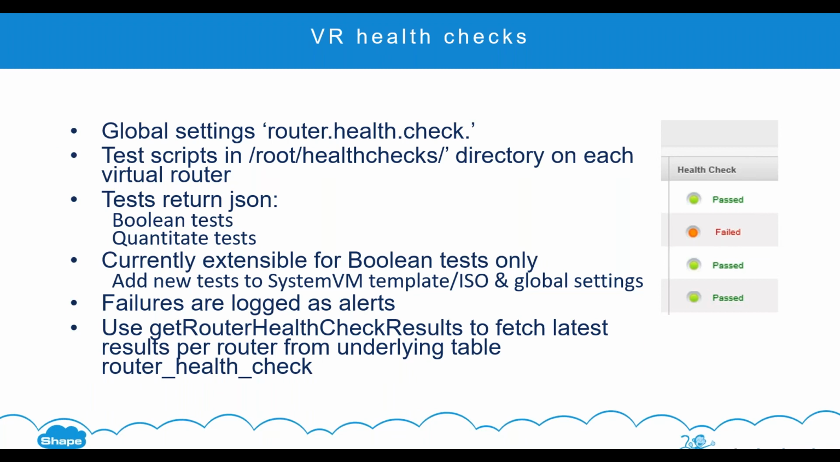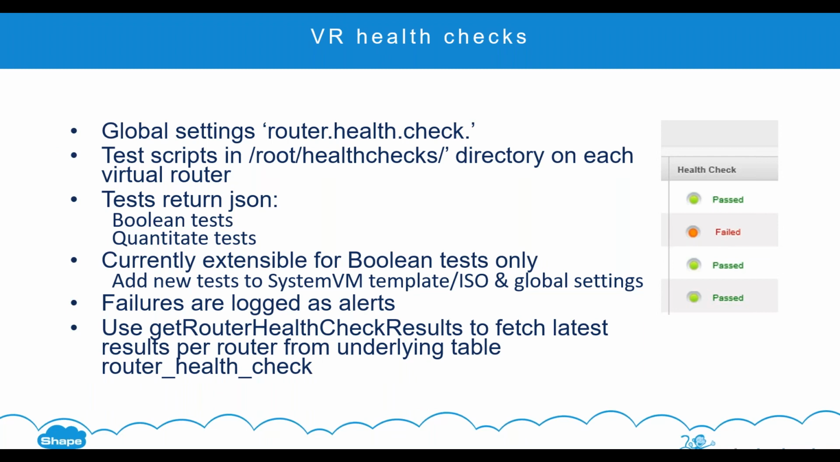So if you wanted to create a new test on a virtual router, you would create the script to actually execute that test and return the results. You would add it into your virtual router, or put it into the underlying template if you wanted to go out to in the future. And then you would just go and configure it in global settings to point the health check service at that new test. It's as simple as that.